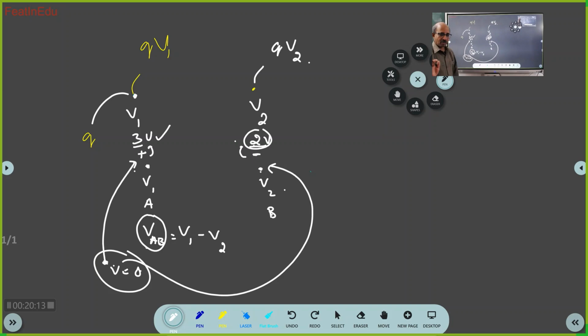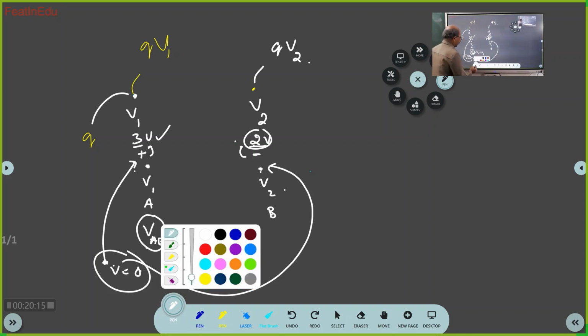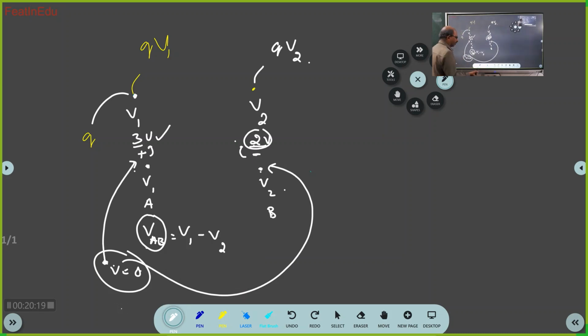What is your doubt? If V1 and V2 have the same potential, then the potential difference between them is 0. If V1 is equal to V2, then V1 minus V2 will be 0. The potential difference is 0. The potential at each point is fixed. Got it?